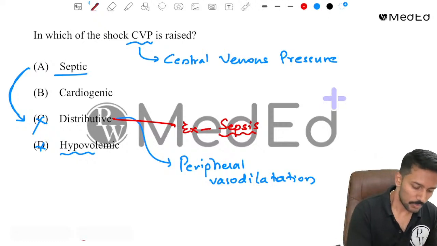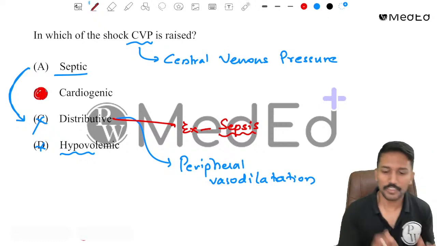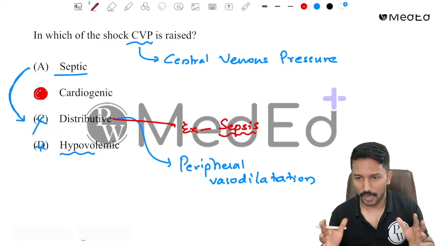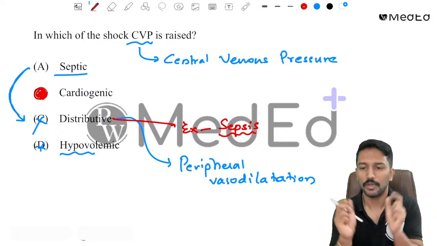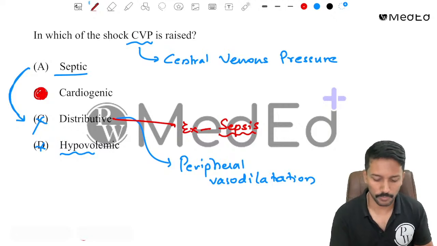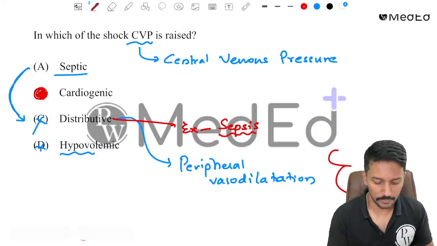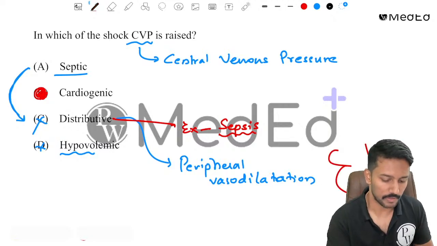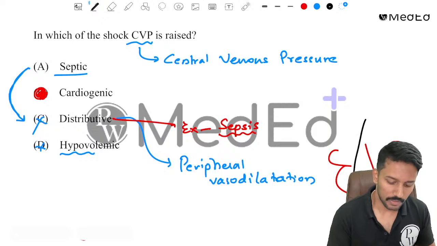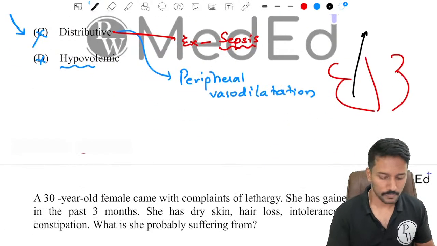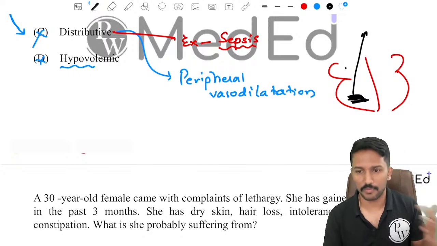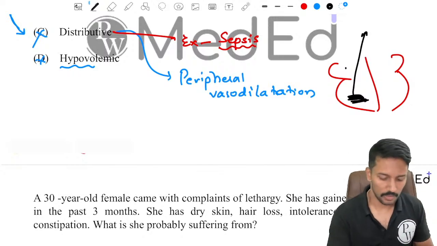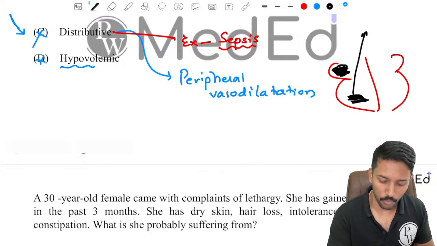Cardiogenic shock. In cardiogenic shock, the heart is not able to pump, right? When the right ventricle and left ventricle don't pump well, what will happen to the transfer of blood from right atrium to right ventricle and left atrium to left ventricle? If the right ventricle doesn't pump out well, the blood stays back in the right ventricle. So the pressure gradient between right atrium and right ventricle is very minimal, and most of the pressure will be borne by the right atrium.